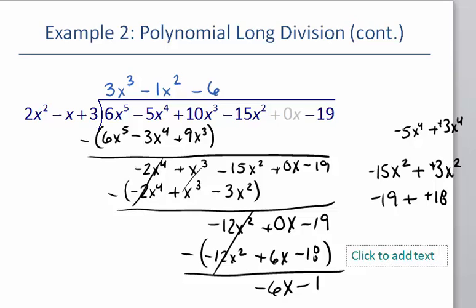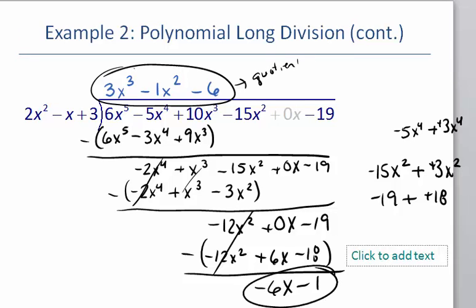Okay, so our quotient is 3x cubed minus x squared minus 6. Our remainder is negative 6x minus 1. Now you might be asking, why did we stop there? We stopped there because there's no way to multiply something by 2x squared and only get something with an x. So as soon as this power of x becomes less than what we started with, we're done.